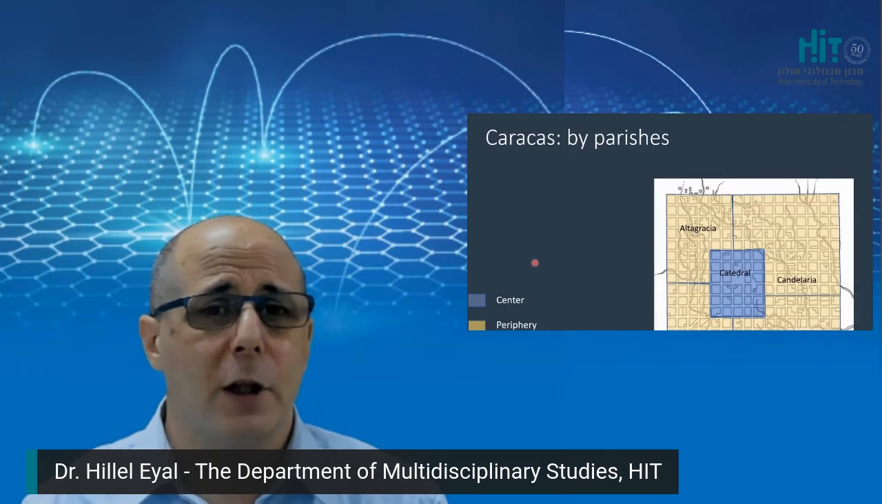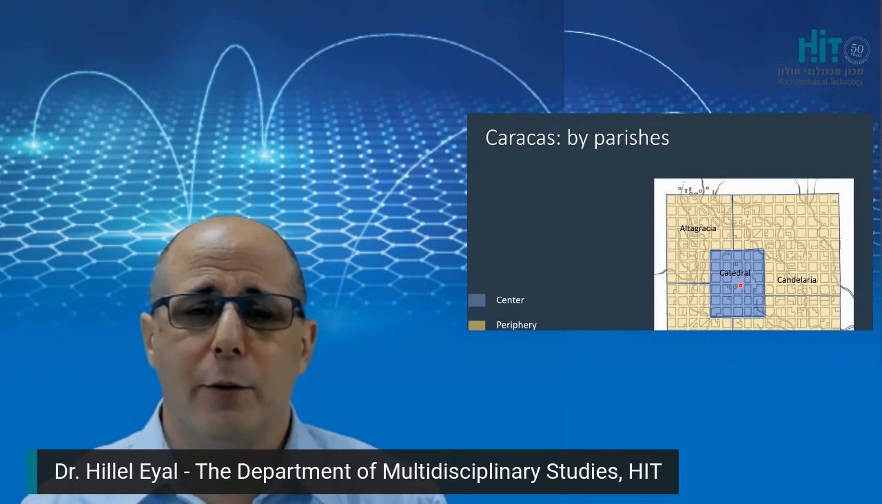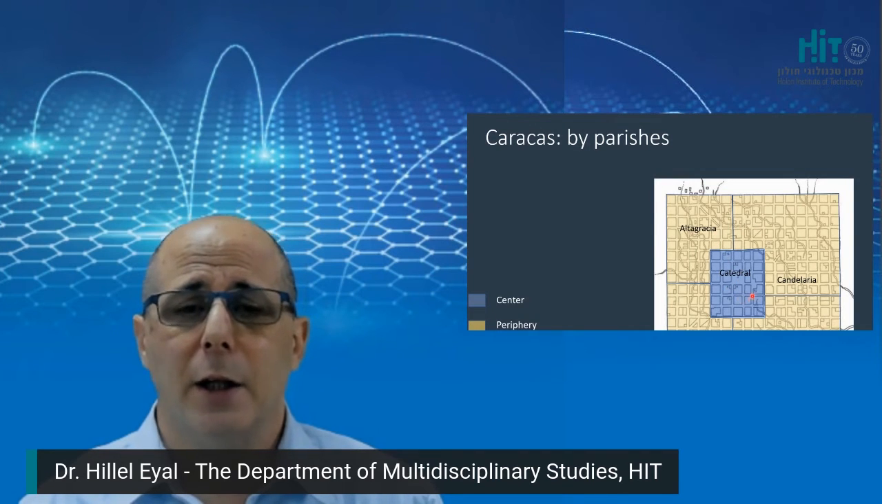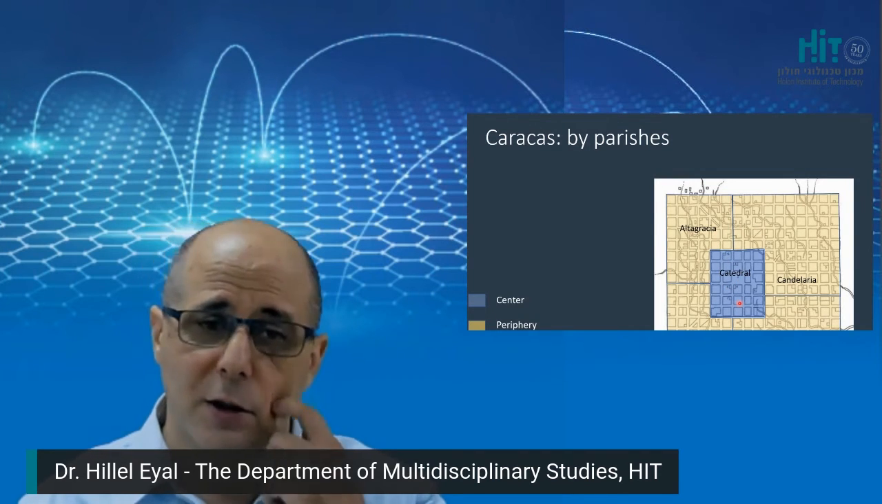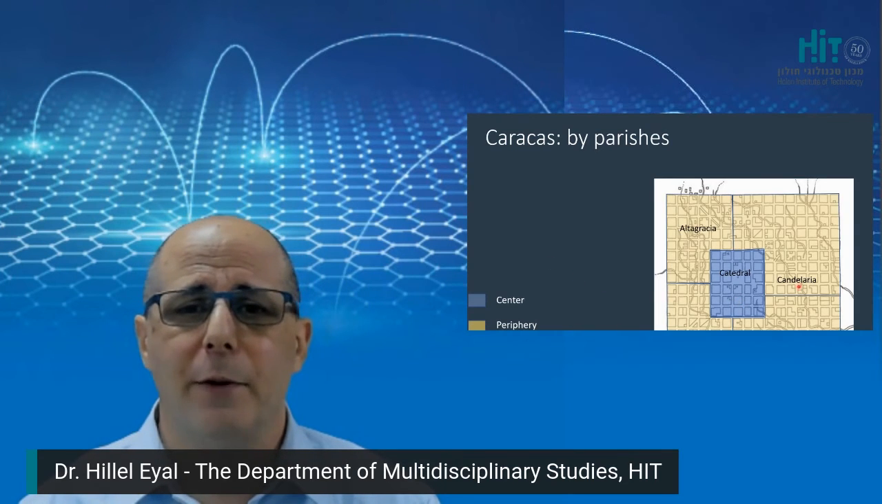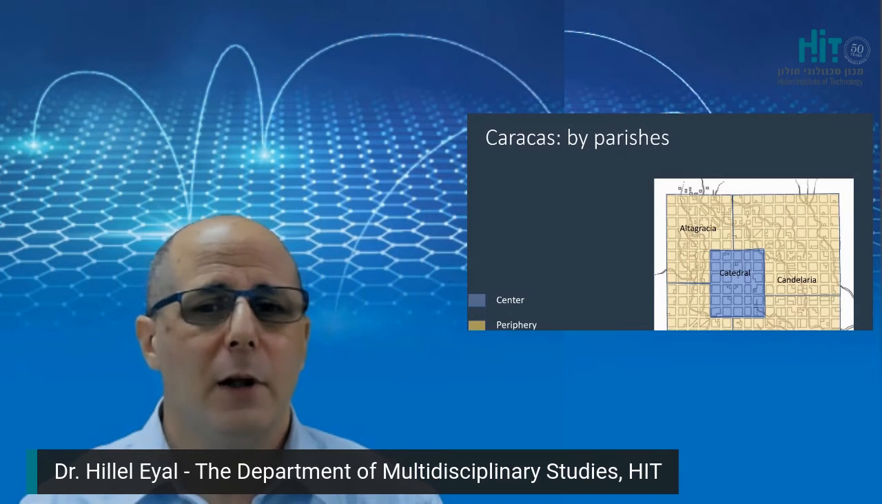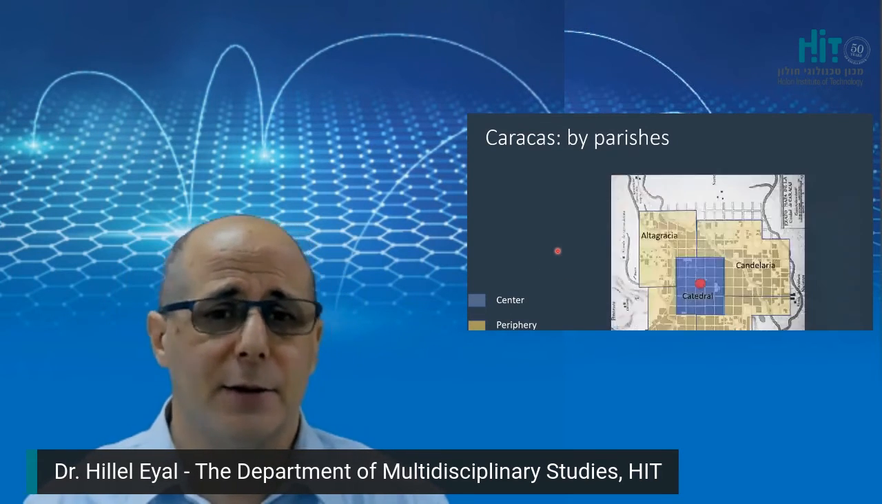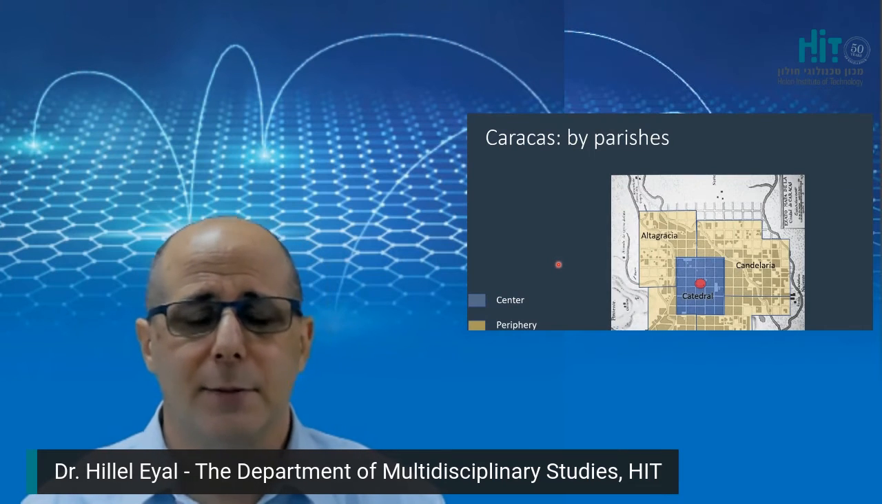The same goes for Caracas. If we divide the city of Caracas into parishes, we also see that the center around the cathedral consisted of a much greater share of Spanish population. The periphery was made up of blacks, Indians, mestizos, and others.